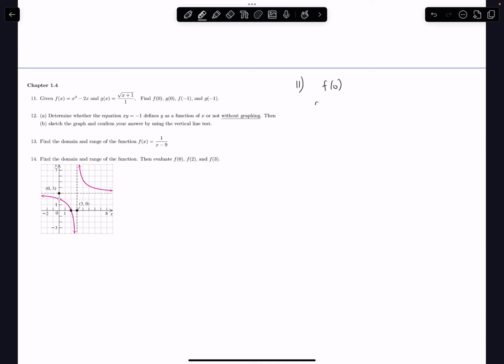So f of x was right here, right? X cubed minus 2x. So this is going to be 0 cubed minus 2 times 0, which is 0. Easy. Okay, g of 0. G of x is this guy, square root of x plus 1, so it's going to be square root of 0 plus 1. You just plug in the 0 wherever you see an x, right? Which is square root of 1 over 1, which is just 1.